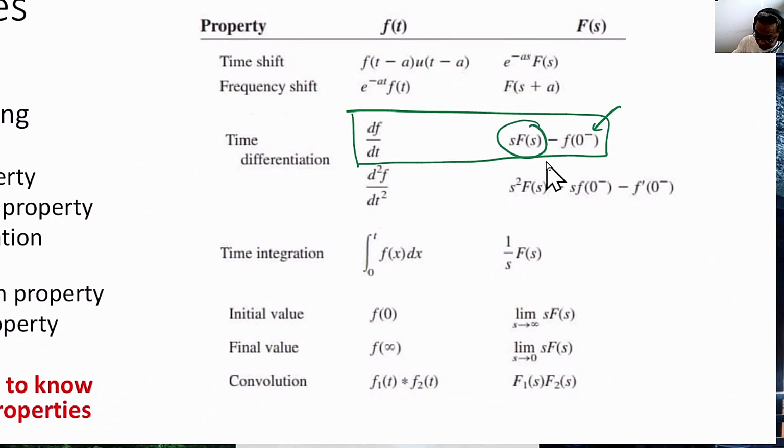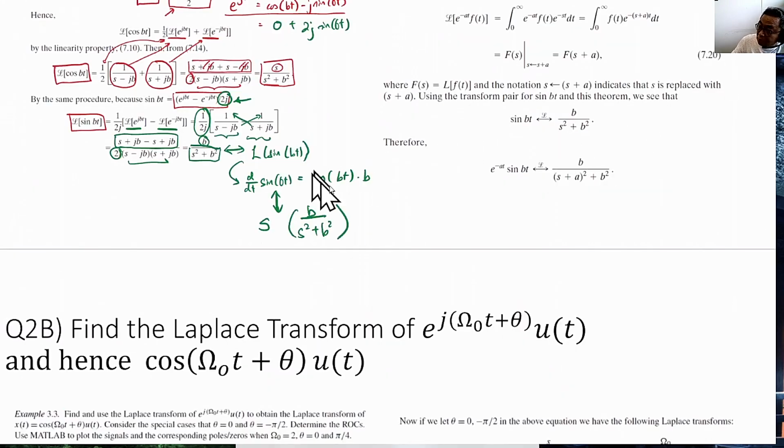s by F(s). But because when we do differentiation of sine, we have an extra b here, which is not in the original cosine bt, we need to divide it by b. This gives us s over s squared plus b squared, as what we have over here.